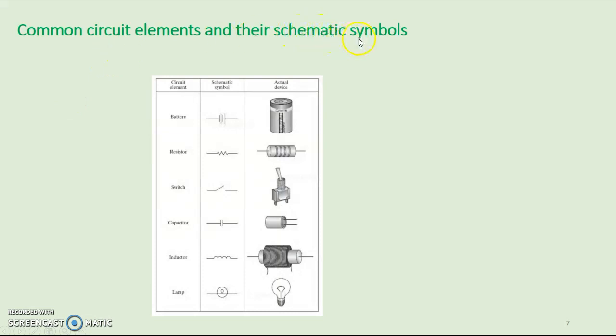Common circuit elements and their symbols that are used in electrical networks, namely battery, resistor, switch, capacitor, inductor and lamp, are as follows.